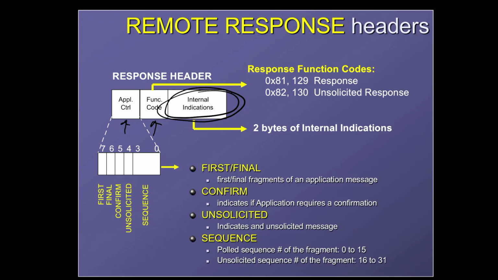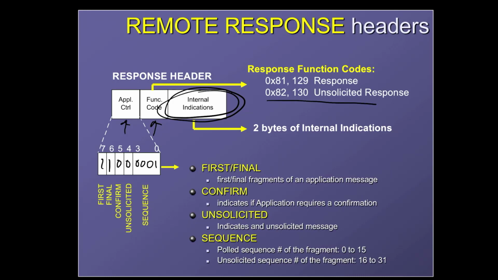So when we look at the first byte, notice how it's formatted the exact same way. First and final fragment, say no confirmation, not an unsolicited message, and then some number in here. Let's say it's 0, 0, 1 to be fragment sequence number 1. But that's the same thing as what you see for the first byte of information. Now, when it comes to the function code, there really is only 2 or 3 function codes when it comes to a response.